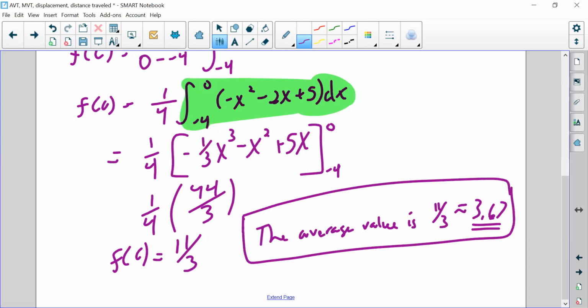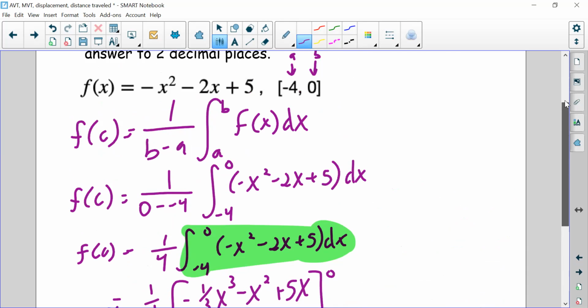So if I was going to draw that rectangle that has the same area as my original function, I need to go up on my y-axis to the point 3.67. And that'll give me the same area. Okay, questions over that? Now, part B.